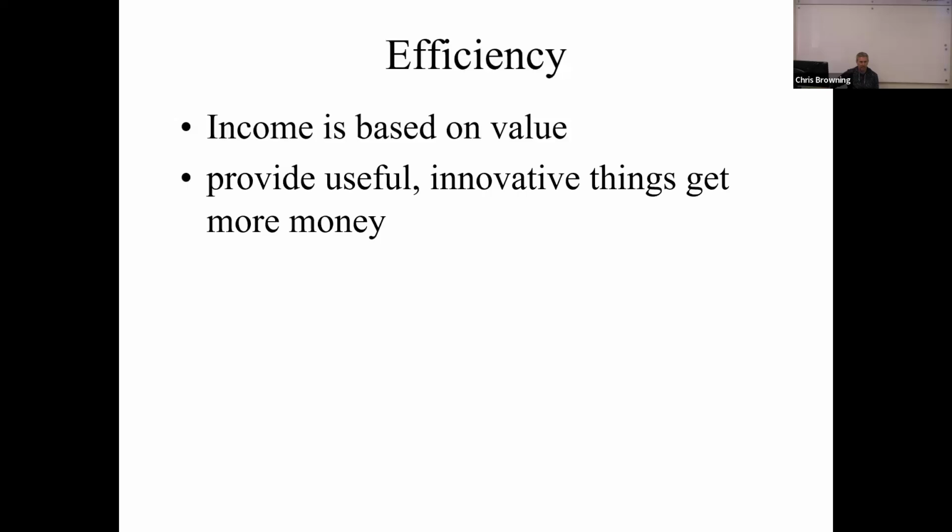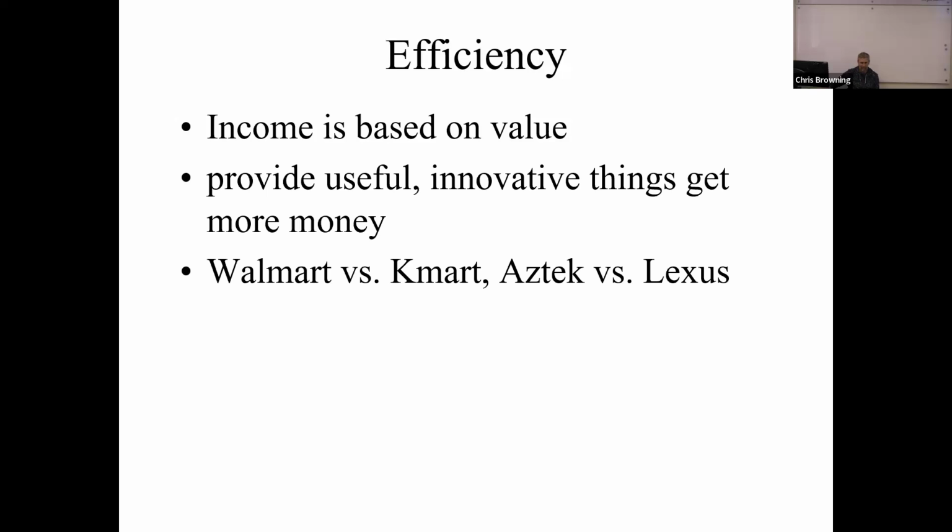All right, so we talked about efficiency, income is based on value. Those that provide the most value receive the most resource allocation. And we see that in the marketplace, right? Walmart versus Kmart. Walmart did a much better job of providing value. Kmart's gone, right? Lexus versus the Pontiac Aztec. Pontiac doesn't exist. If you find an Aztec on the road, take a picture. I'd like to see it. That's kind of like seeing Bigfoot. And Lexus is thriving, right? So resources flow efficiently to the things that produce the most value. And the things that produce value continue to exist, and the things that don't produce value cease to exist.